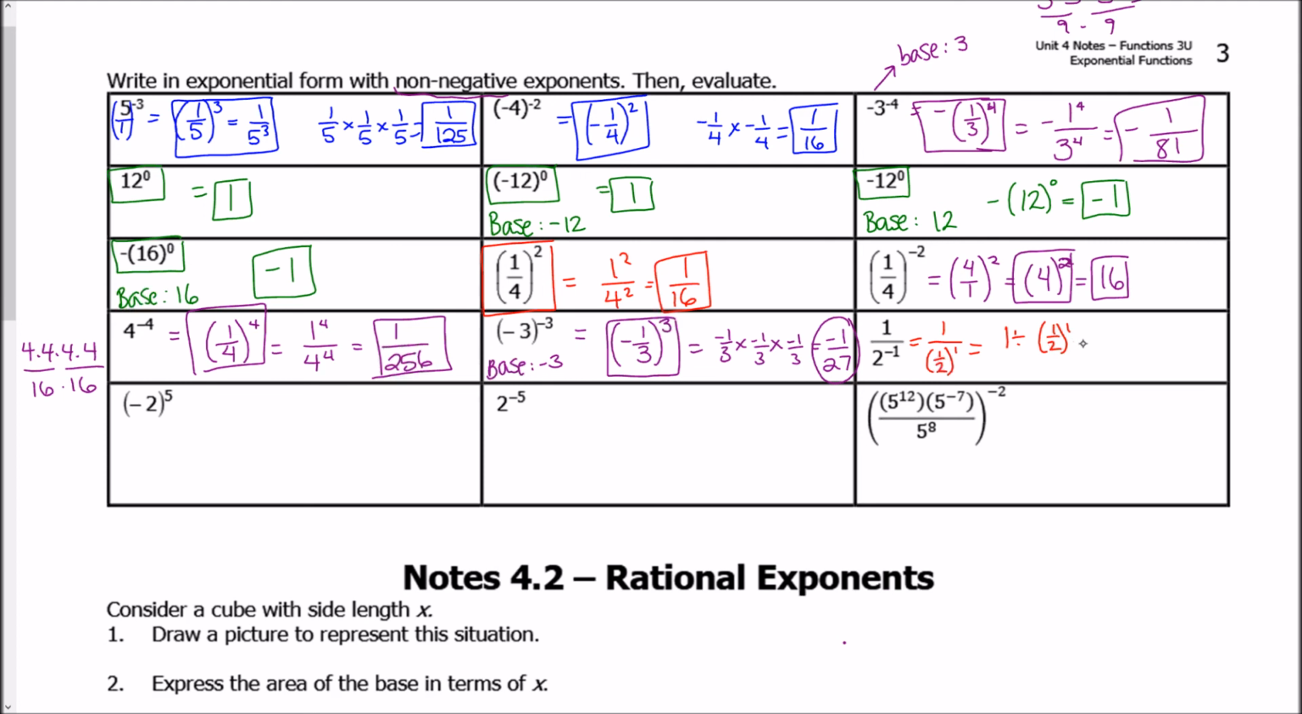Well, 1 divided by 1/2 to the power of 1 is just 1 divided by 1/2. But when we have division with a fraction, it just becomes 1 times the reciprocal of 1/2, which is 2. So my answer here is just simply 2.